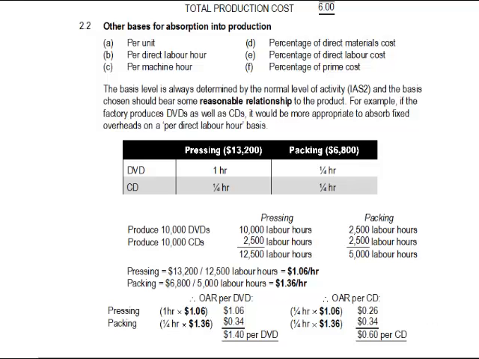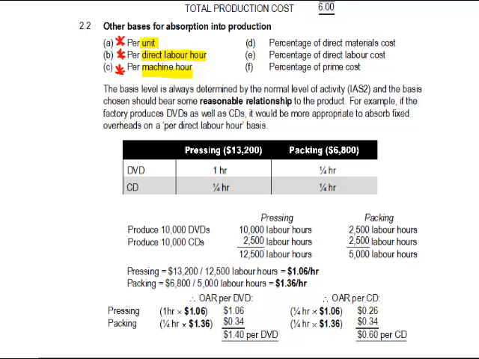In this section, we're looking at other bases for absorption into production. Instead of just using units, we might use something like labour hours or machine hours. If we had a particularly labour-intensive cost centre, then it makes more sense to use labour hours, because maybe labour hours is the thing that's causing the overhead. Or if it's more machine-intensive, we might use machine hours instead. These are the three that you'll come across most in any exam questions.